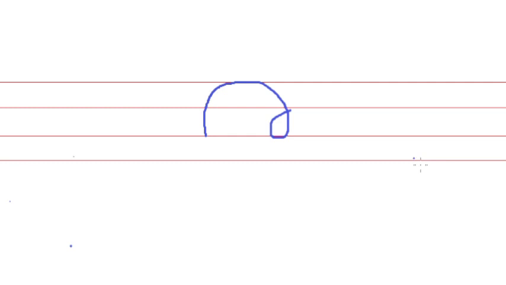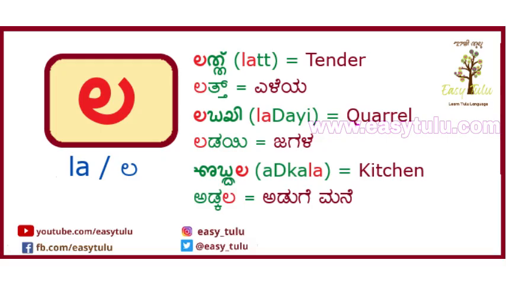Ra, ra. Next one is la, la. Examples: lattu. Lattu means tender. Elaya in Kannada. Ladai. Ladai means quarrel. Jagala in Kannada. Atkala. Atkala means kitchen. Aduge mane in Kannada. Let us see how it is written.